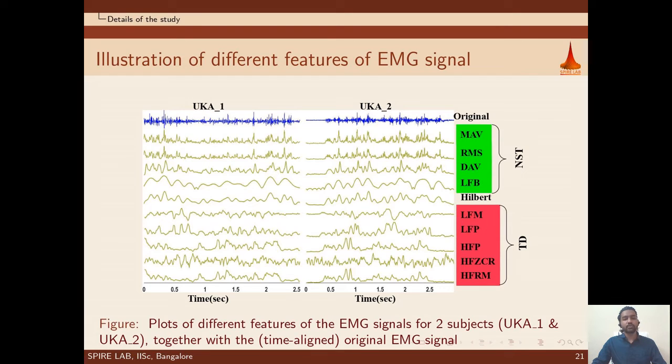These are the plots of different EMG features which are time aligned with the original EMG signal. Here the green label represents the NST features and the red label represents the time domain features, whereas the unlabeled one is the Hilbert feature.